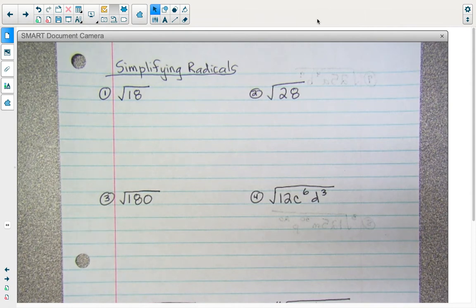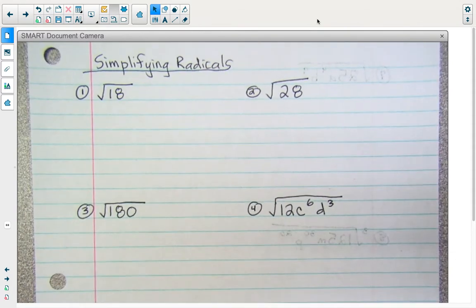So let's go ahead and jump right in. We know how to take the square root of 25. The square root of 25 is 5. The square root of 36 is 6 and things like that. But what if the number is not a perfect square number? We still can simplify it and we still can break it down. So I'm going to show you how to do that today.